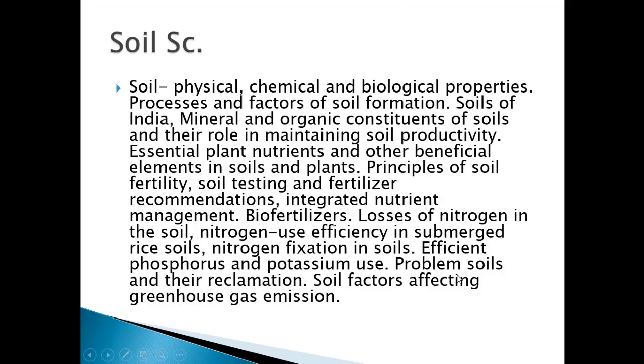So next is efficient phosphorus and potassium use. The problematic soils. This is the most important topic. When we study the previous year questions and the syllabus, we know which is the most significant one. But how is UPSC changing?